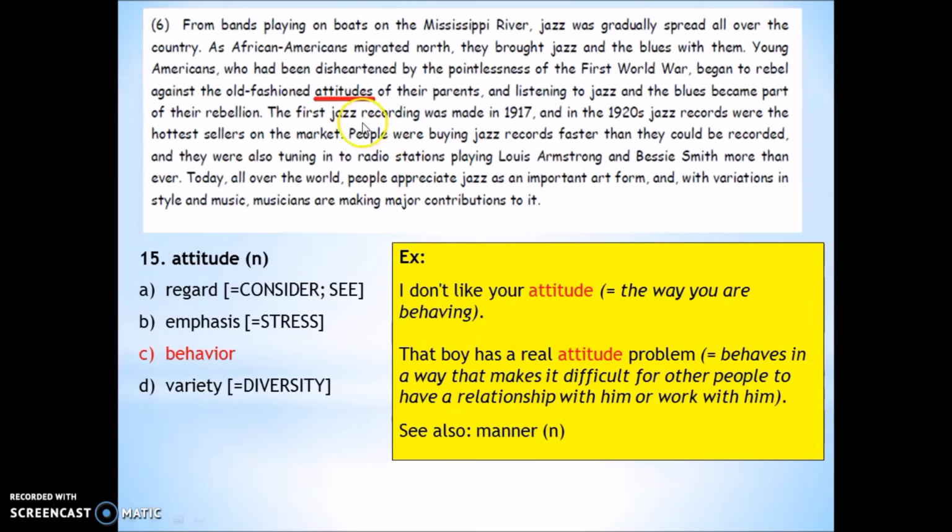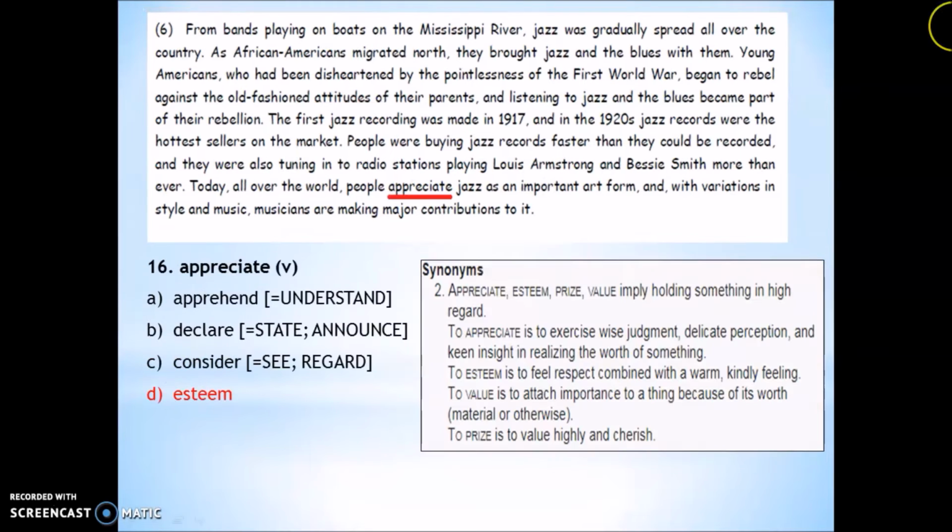And attitude, young Americans, as you say, they started to rebel. They started to fight against the old-fashioned attitudes of their parents, as you know. And attitude means the way you're behaving, okay? That means your behaviors, your manners, all right? The way that you behave. And yes, appreciate, you can see the different forms, synonyms of appreciate. Please make sure you also check them in your dictionaries.